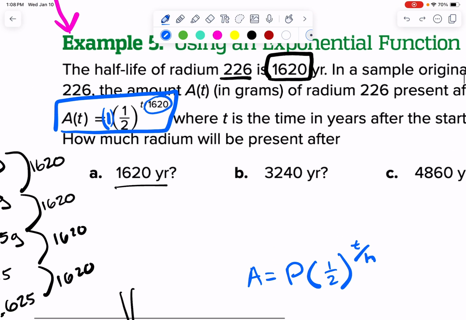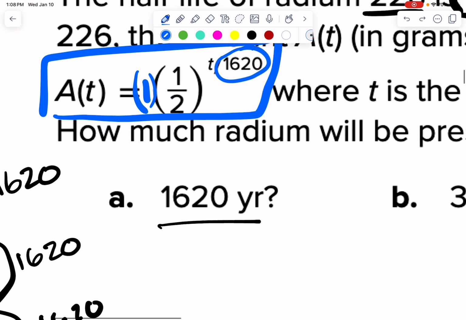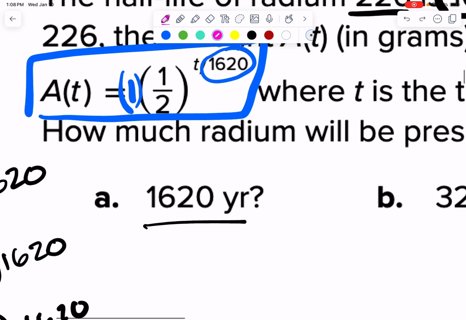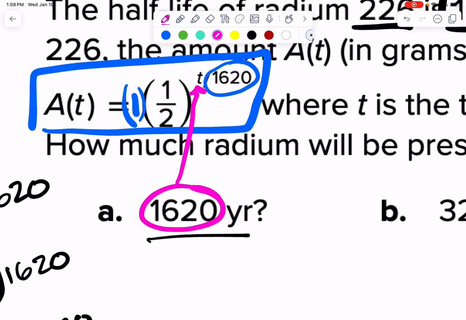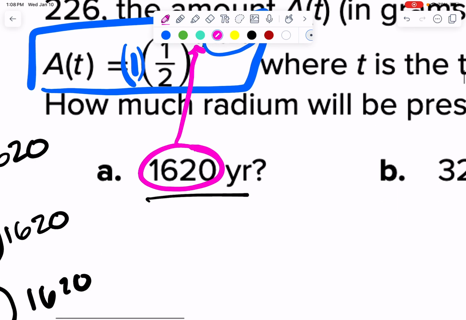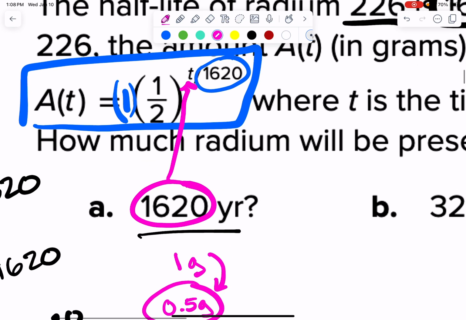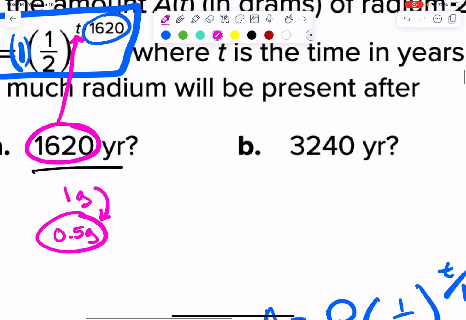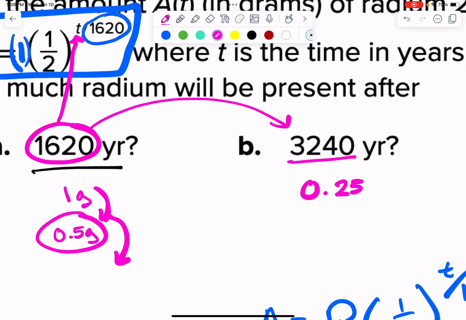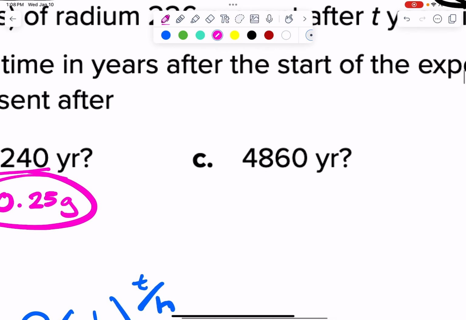Okay, so there's that. All right, now I'm going to take a guess at part A, not a guess, an educated guess. If I plug 1620 in for here, all I'm doing is splitting it in half once, right? So 1 gram, if I split it in half, is going to become 0.5 grams. If you want to plug that into your calculator, you sure can, but that's what you're going to get. This one, in 3240 years, is halving it twice. So 1 gram became 0.5 grams, then it's going to split in half again, so it's going to become 0.25 grams, or a quarter of a gram.